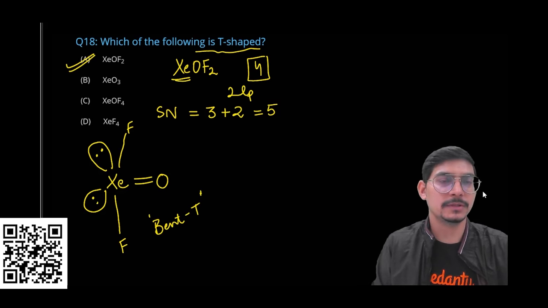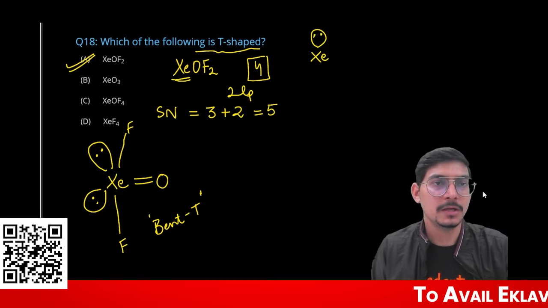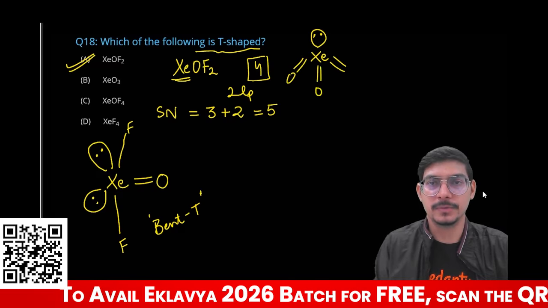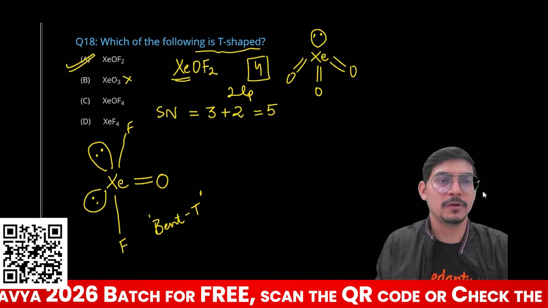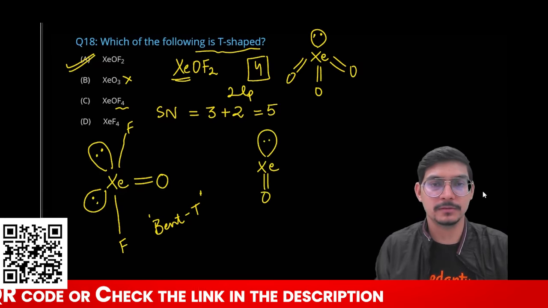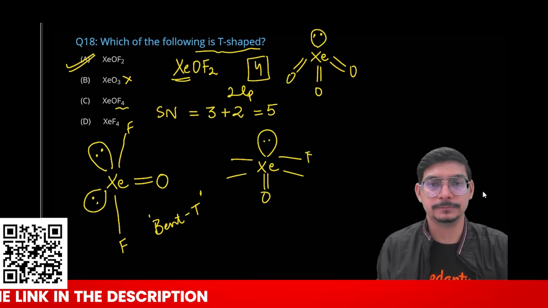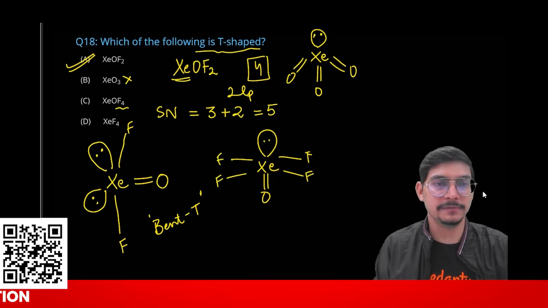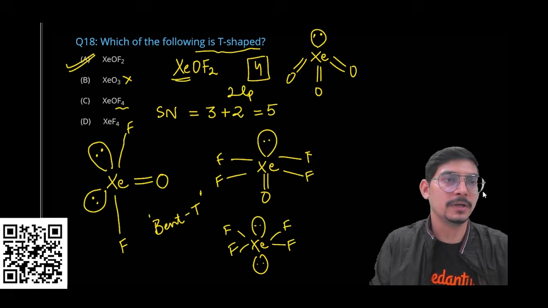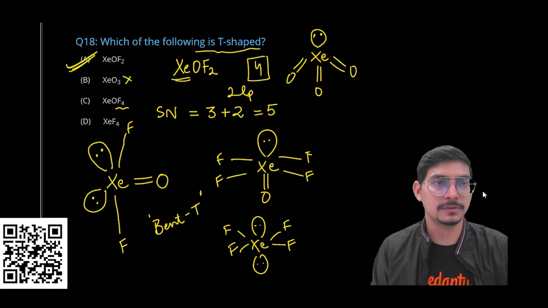In the other 3 molecules, XeO3, we have 1 lone pair because 6 electrons are shared with 3 oxygen atoms, 2 each. With steric number 4, the geometry is tetrahedral and the shape is pyramidal. So this is not T-shaped. XeO4 cannot be T-shaped because there are 4 bonded atoms. XeOF4 is square pyramidal, right? And XeF4 has 2 lone pairs which are at an angle of 180 degrees, leaving behind 4 fluorine atoms in one plane, and the shape is square planar. So as we figured out, the correct answer of this question is option A.